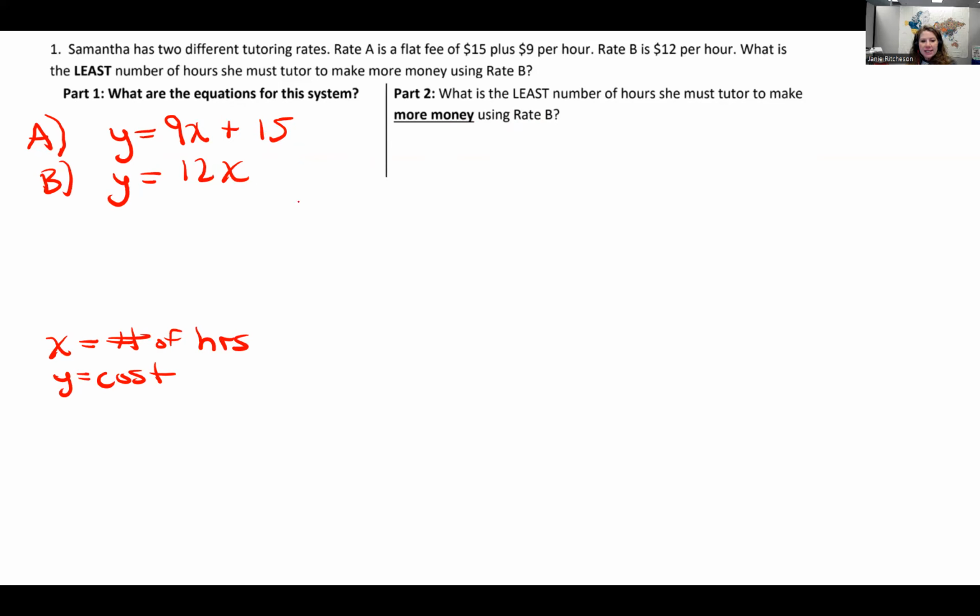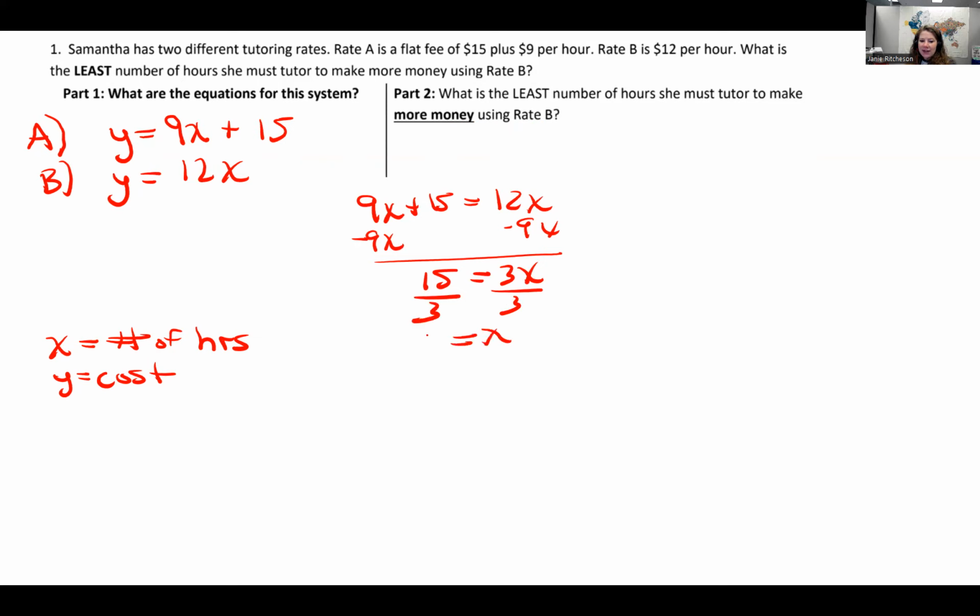So for 1 hour, she's going to make more money using rate A because 9 plus 15 is 24. All right, so let's see when she'll make the same amount. So we want these to equal each other. So 9x plus 15 is equal to 12x. How many hours would make them have the same amount of money? Well, that would be 15 equals 3x, divide both sides by 3. And I find out that at 5 hours, it would be the same.